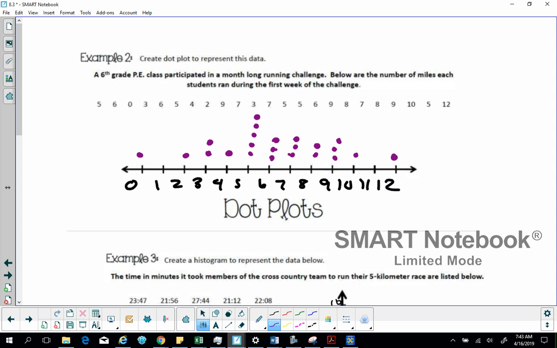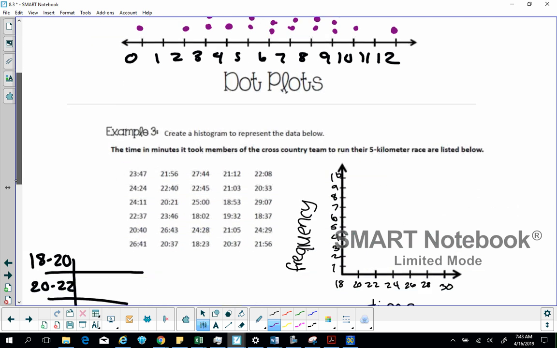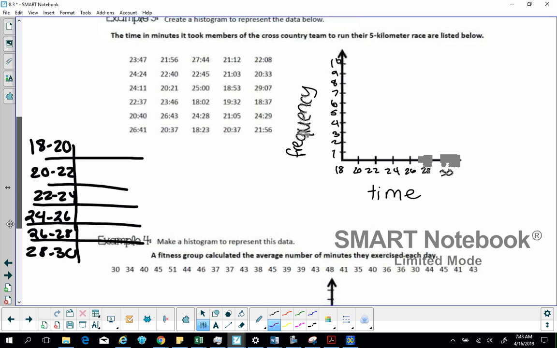All right, so now we're going to the next part of it. Scroll down and copy down what I have on here. So here are my times. Now when we're doing histograms, we're talking about intervals. So it's no longer just dots. We're talking about an interval of time. If I had one for each of those numbers, I would just have a million dots. That wouldn't tell me anything.